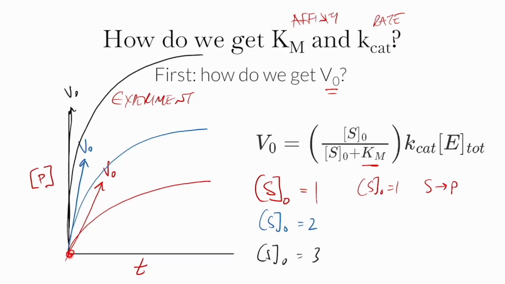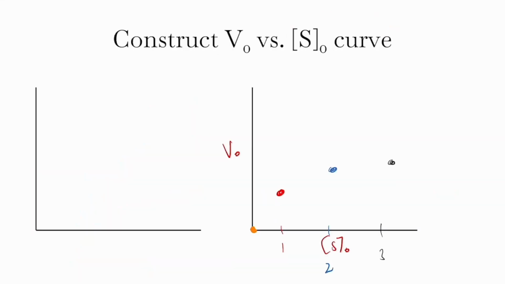Now I made up these numbers, schematically, but you could imagine that this is what you'd see. You measure the initial velocity at S equals 1, red. You measure the initial velocity at S equals 2, blue. You measure the initial velocity at S equals 3, the black one. You then plot those initial velocities versus the concentration, and you get out one of these Michaelis-Menten curves.